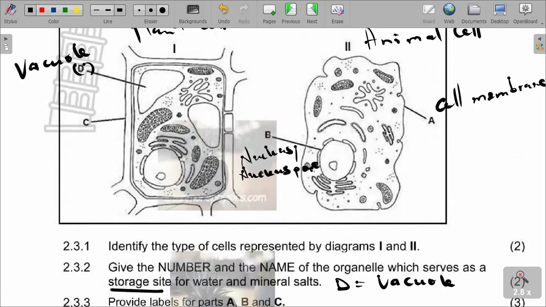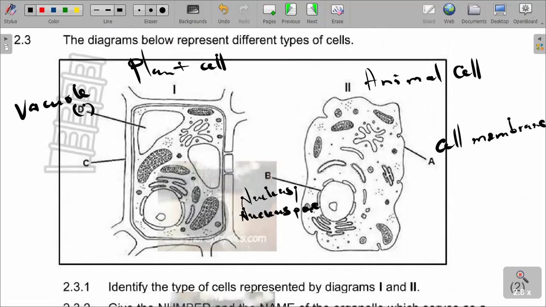It can also be nucleus pore. And then C, it actually shows the cell wall. That is C. The cell wall is actually C, which you can see there is the cell wall.